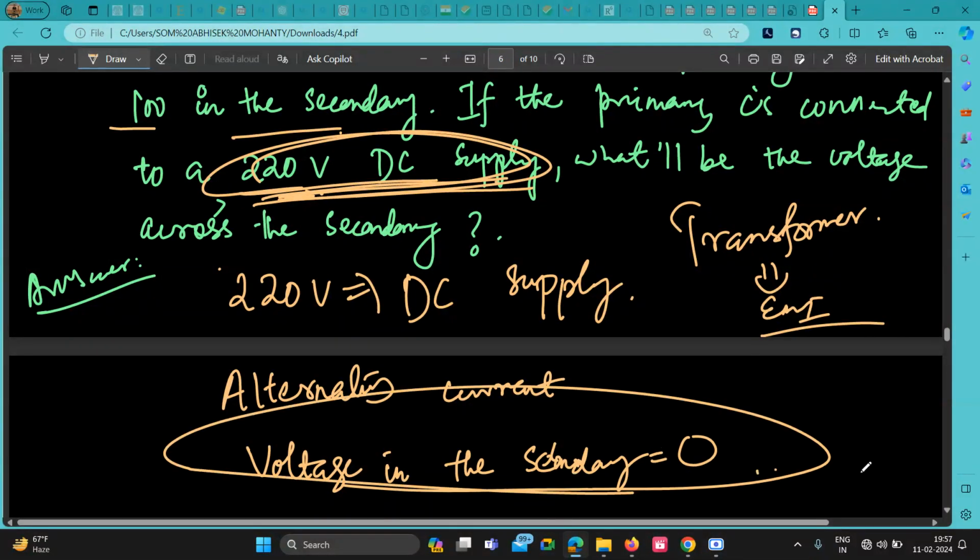Is it alright? Because this is a DC supply, your transformer won't work. Is it alright?